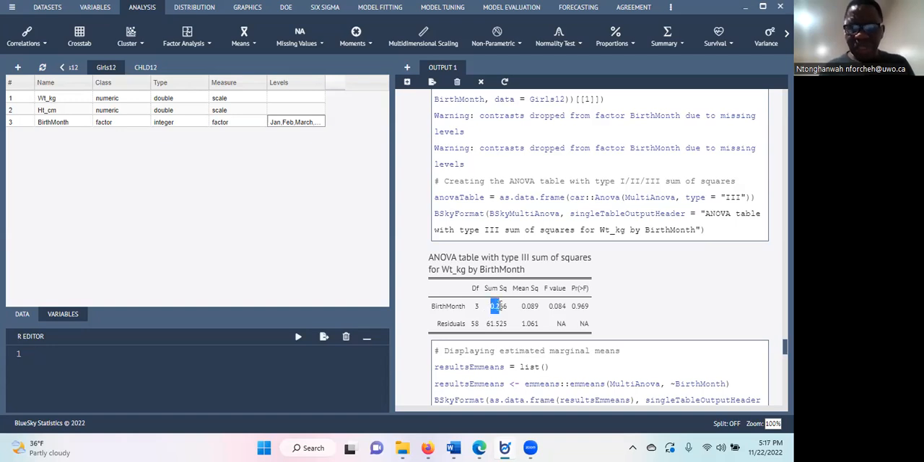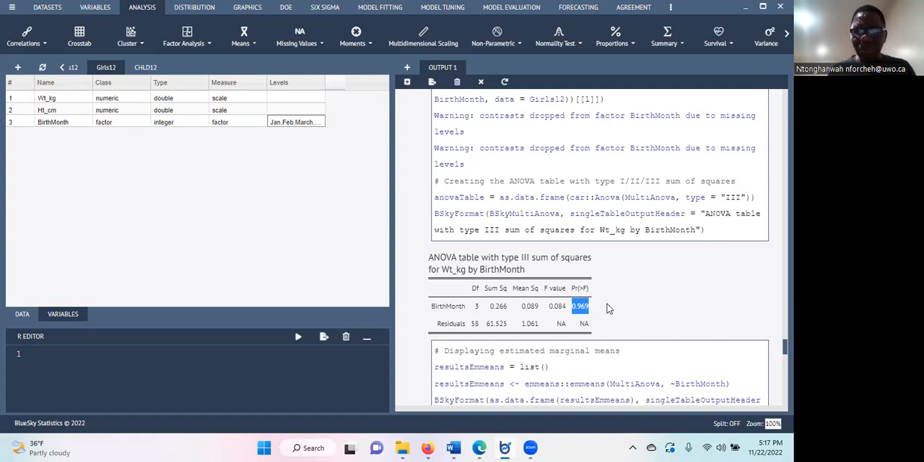Very little of the variation is explained by the month, which is not surprising. The F-size is almost 0. The p-value is almost 1. The p-value is against the null hypothesis that all the means are equal. The mean weight is equal for the children born in January, to the children born in February, to the children born in March, to the children born in April. And our p-value for that hypothesis is 0.9.